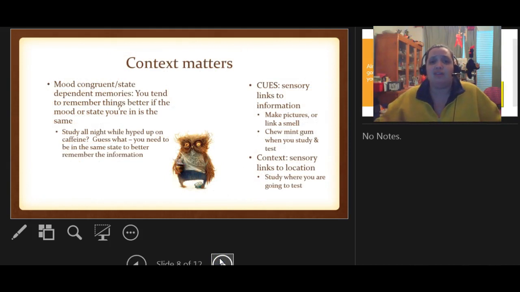And it's really important to consider the context. So one thing you might want to remind your students is that what mental state you were in when you learned the memory is the same mental state you should be in when you need to put the memory back onto the paper, basically. And this is where things like classical conditioning can really come in.